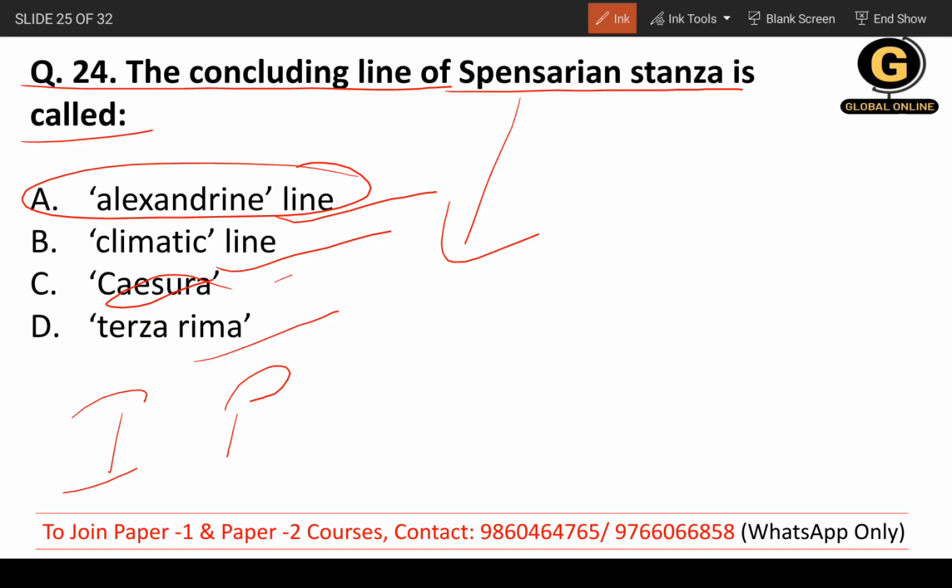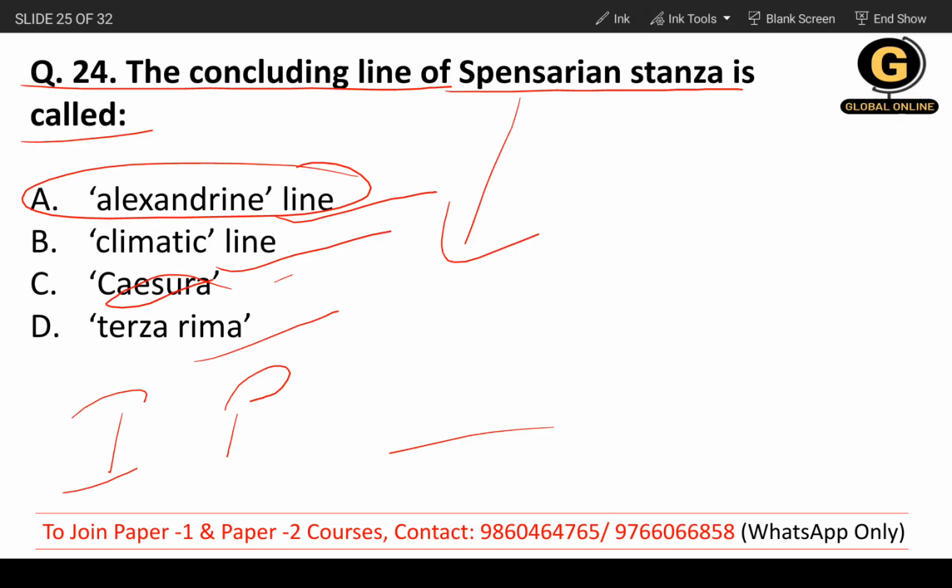Having iambic hexameter. The 8 lines are having iambic pentameter, but a single line that was followed by the iambic pentameter lines is in iambic hexameter. Okay, so the correct answer is A, the first one, Alexandrine line. Okay, moving on.